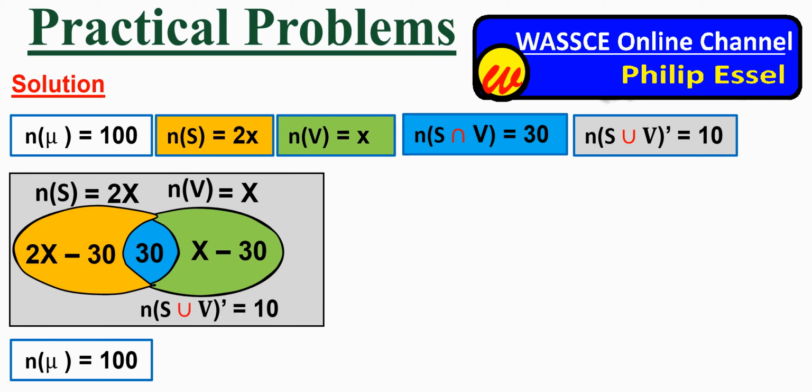Let's look at the second part of our question. In the second part of our question, we are asked to calculate the number of students who played volleyball. So let's look at that first. To be able to do this, we would have to calculate the value of x. How do we do this?